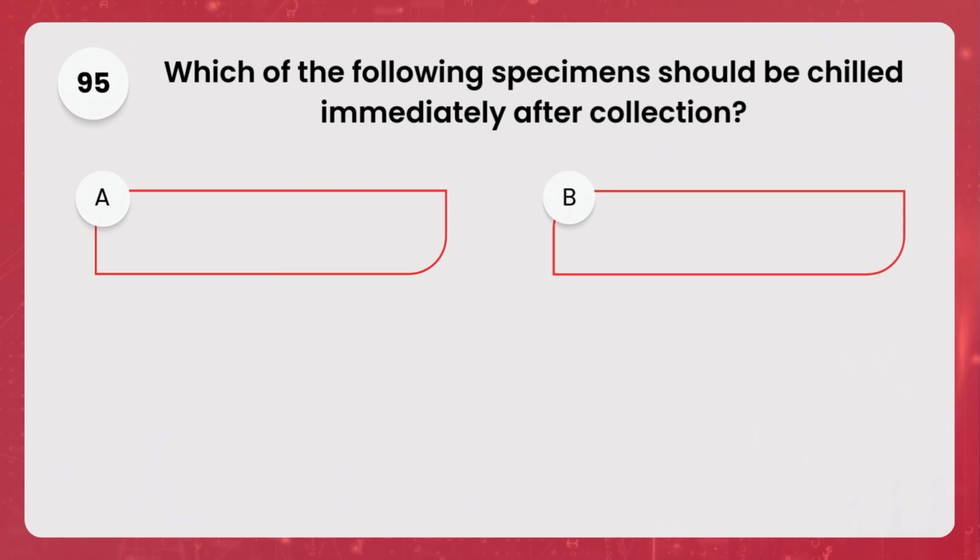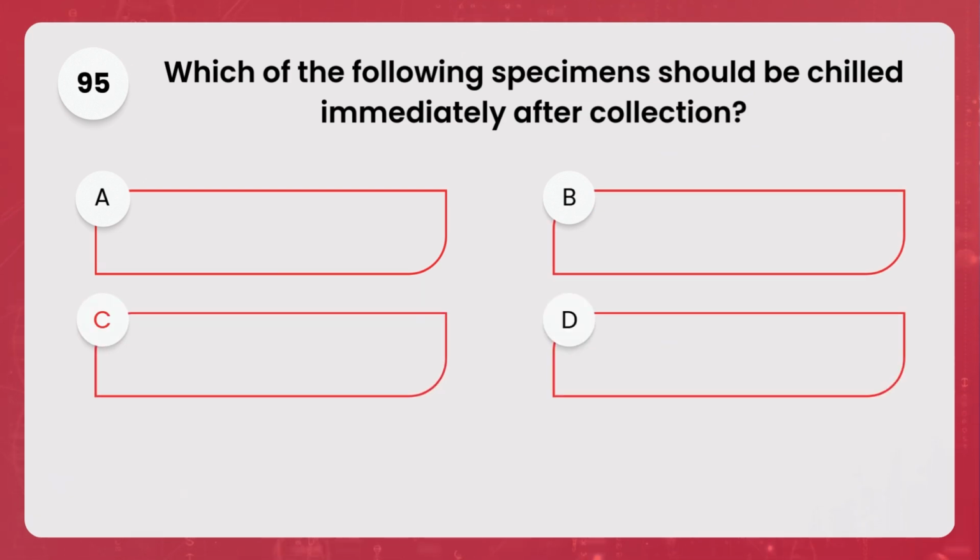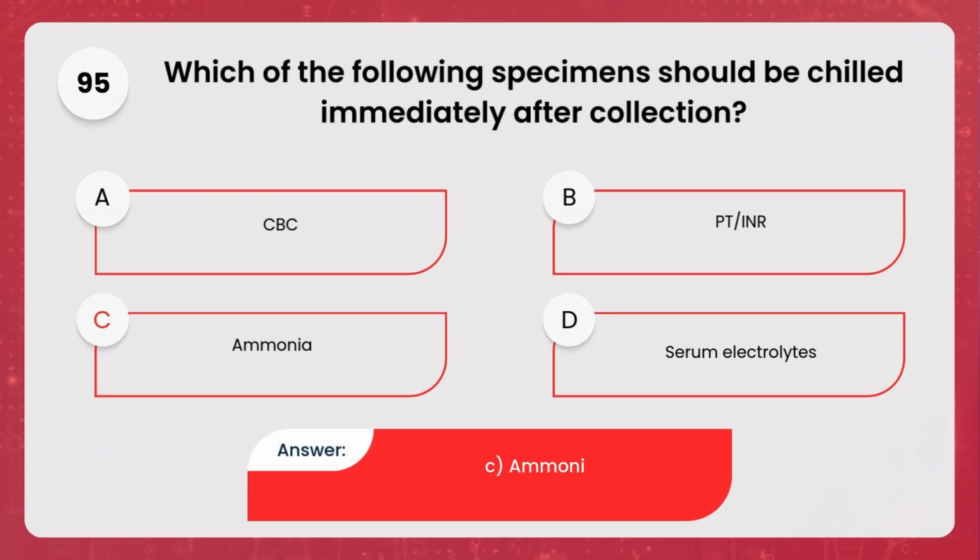Number 95. Which of the following specimens should be chilled immediately after collection? A. CBC. B. PT/INR. C. Ammonia. Or D. Serum electrolytes? The answer is C. Ammonia.